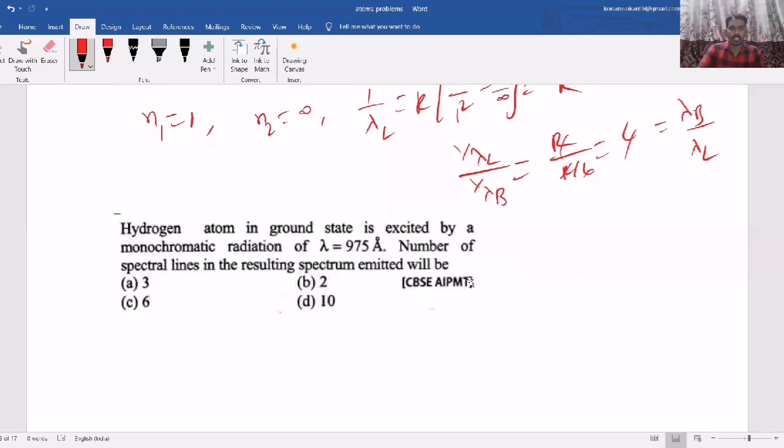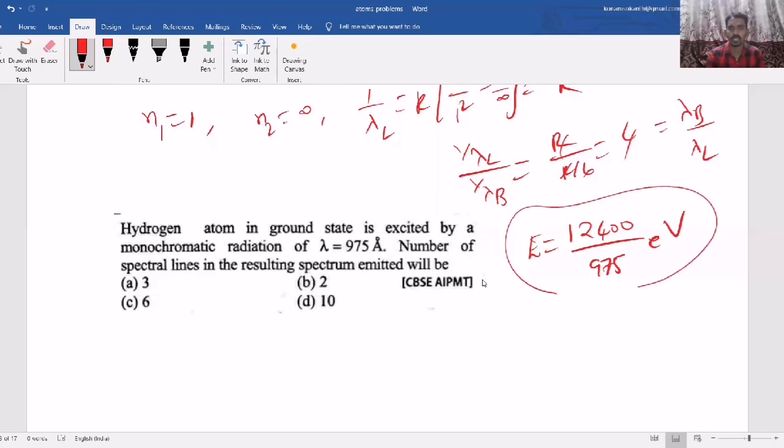Now here came: hydrogen atom in ground state is excited by a monochromatic radiation. So now you have excited it with some radiation energy. So how do we find the radiation energy? 12,400 by lambda in angstrom. So you will get energy in electron volt. So there you will get the total energy, how much you are giving.